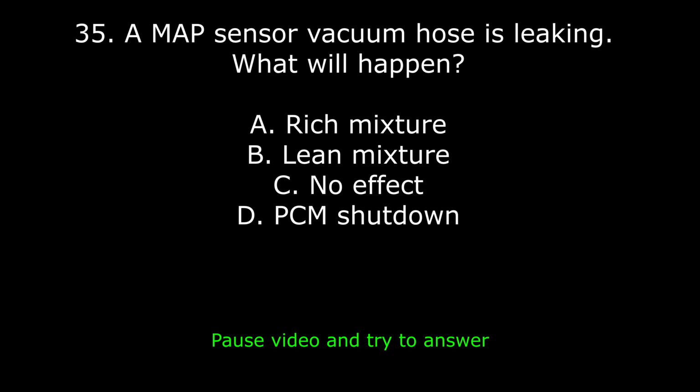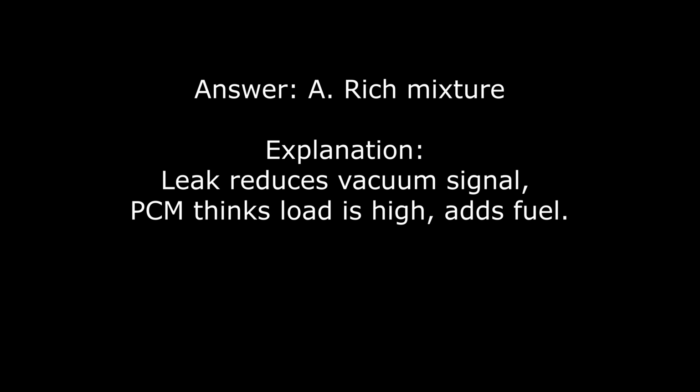35. A MAP sensor vacuum hose is leaking. What will happen? A. Rich mixture, B. Lean mixture, C. No effect, D. PCM shutdown. Answer: A. Rich mixture. Explanation: leak reduces vacuum signal, PCM thinks load is high, adds fuel.